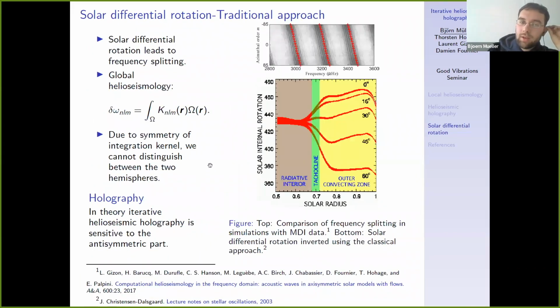So finally, let me come to numerical results on solar differential rotation. The traditional approach is to measure the solar differential rotation by frequency splitting. This leads to again a kernel equation which can be solved for the rotation at omega. Here you can see an exemplary rotation profile for the Sun, but these kernels have a lot of symmetry relations, and one of the relations says that we have no sensitivity to the antisymmetric part of the solar rotation, so to the part different in the northern and southern hemisphere. And in principle, we can do this with holography. So this is a motivation to use holography for studying solar differential rotation.